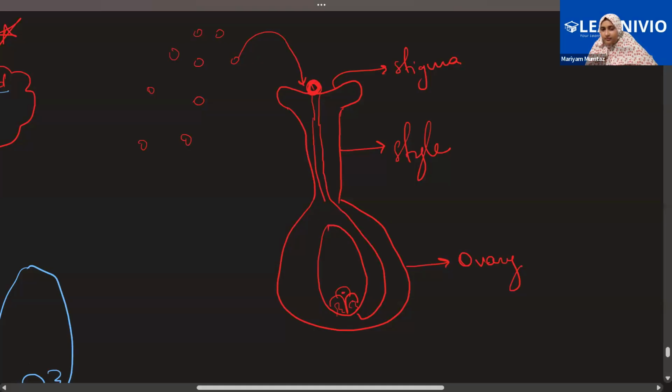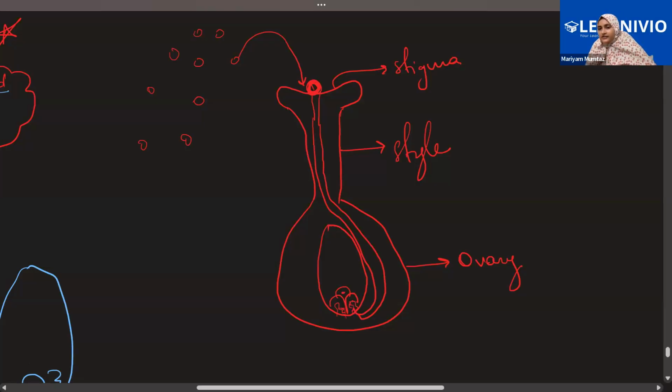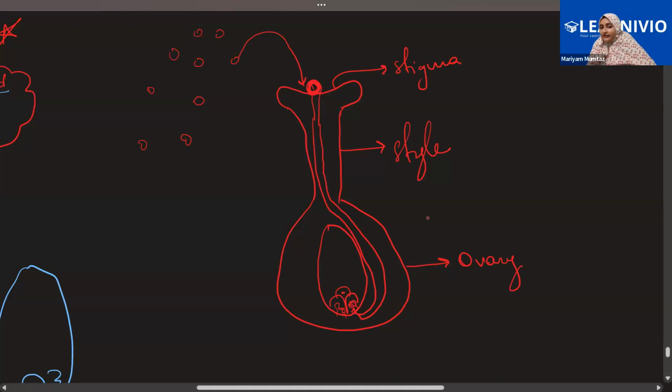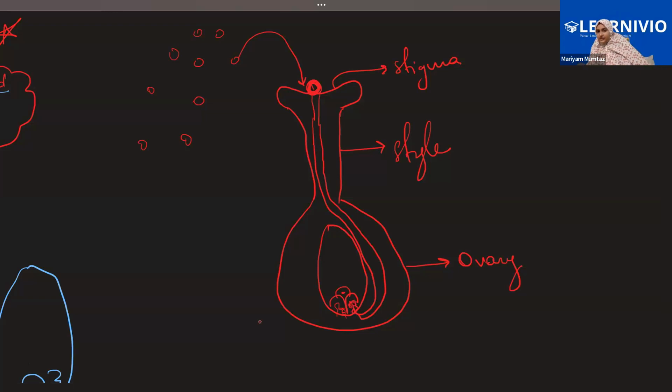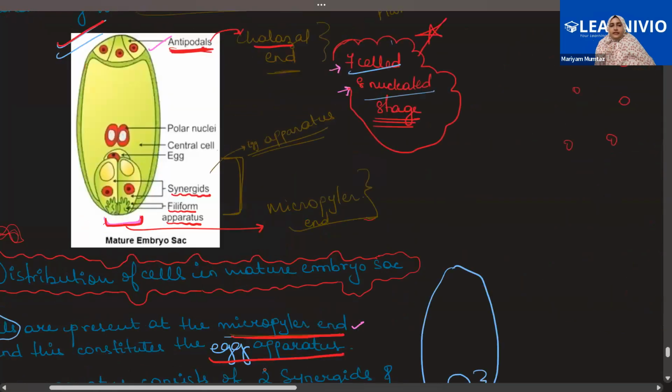It will come to the micropyle area like this. And then it will release the male gamete with the help of the filiform apparatus. This is how the fertilization event is happening. That is why we say that the filiform apparatus in the synergid is responsible for guiding the pollen tube inside. Got it? Yes. All right. Now you can note it down.